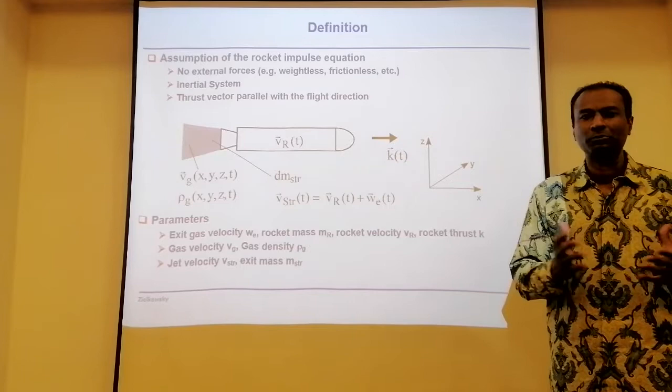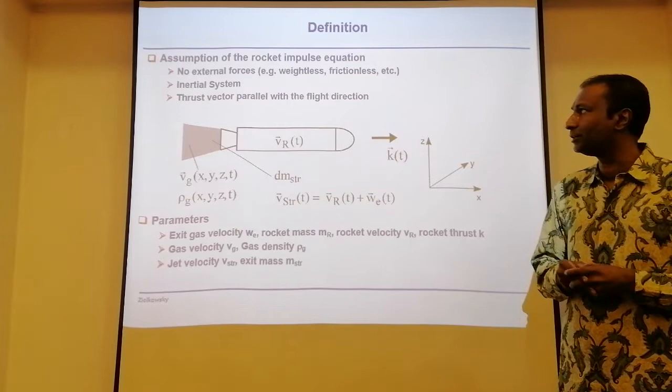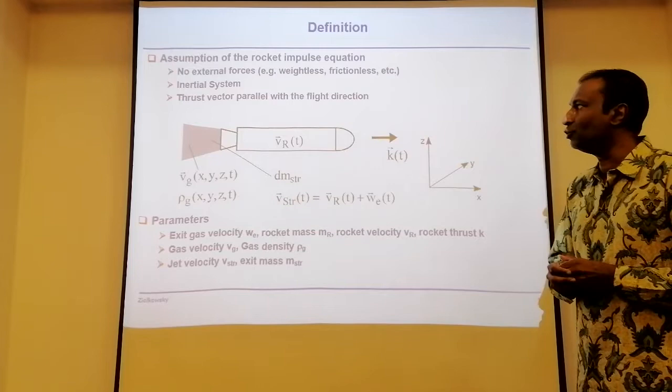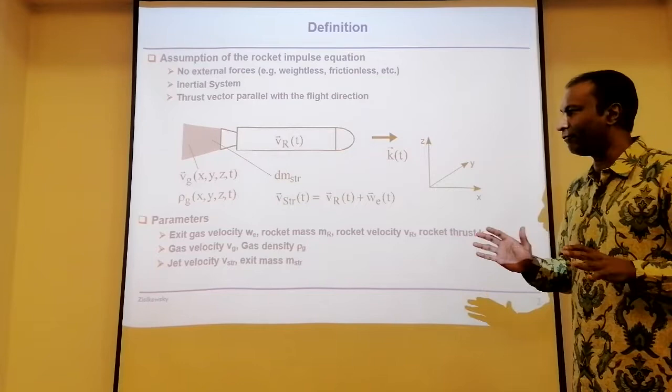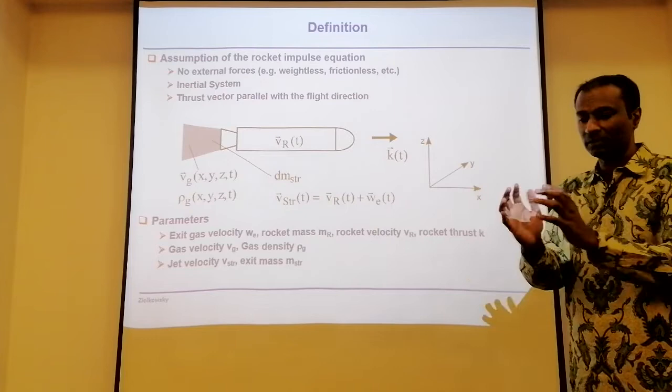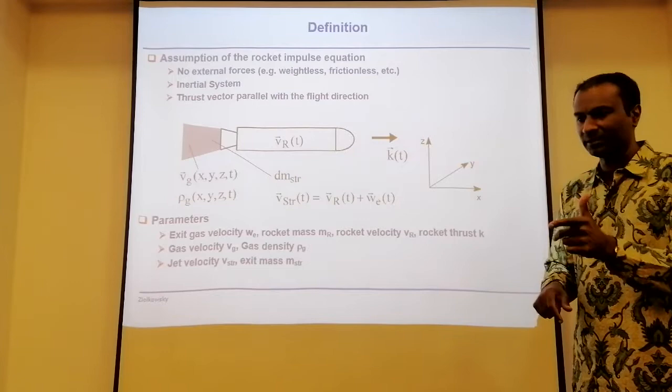Now, in order for us to design a rocket, or rather to develop a performance equation for the rocket, assumptions must be made first, for that rocket impulse equation. No external forces. Basically, you're going to say that it's weightless and no other forces are disturbing your rocket. It is an inertial system. So an inertial system is basically fixed. You have an x, y, z coordinate. You can imagine, assume the planet Earth, then you have an x, y, z with respect to the center of planet Earth. So it is a fixed system, that is the inertial system.